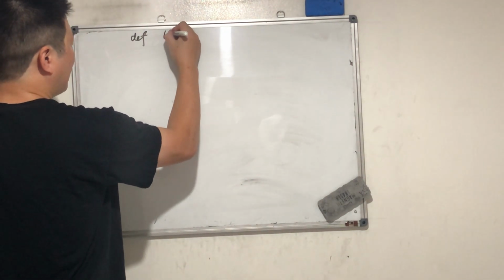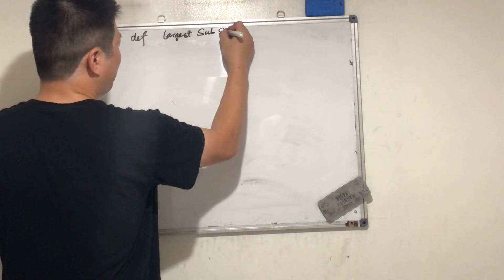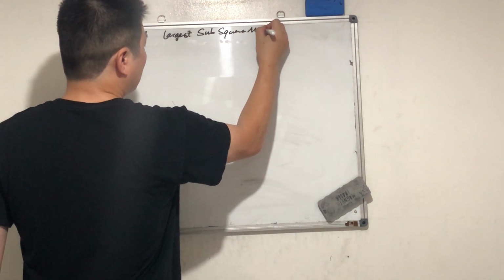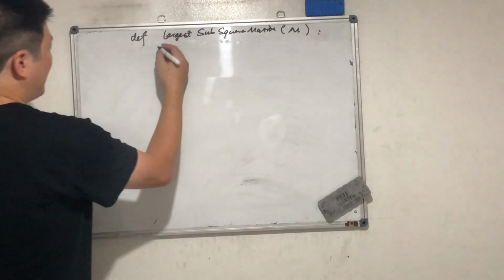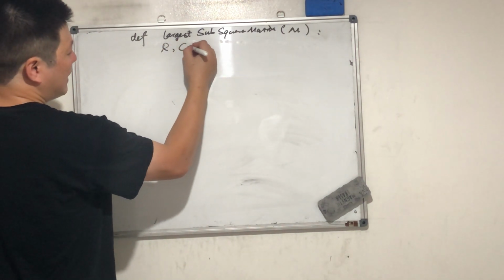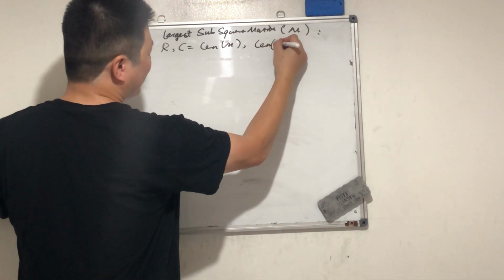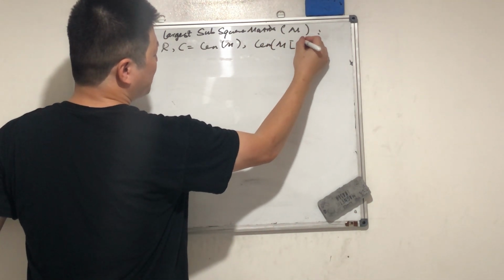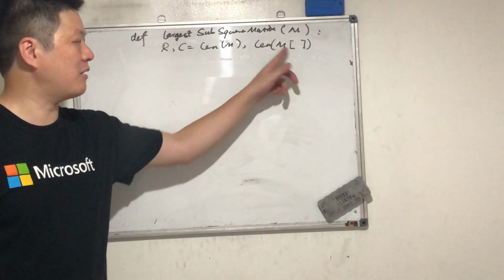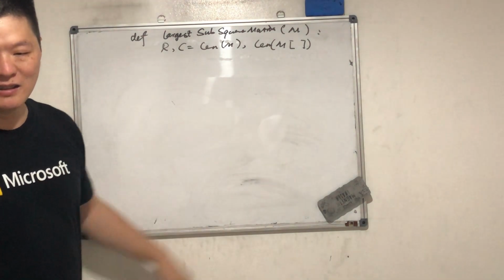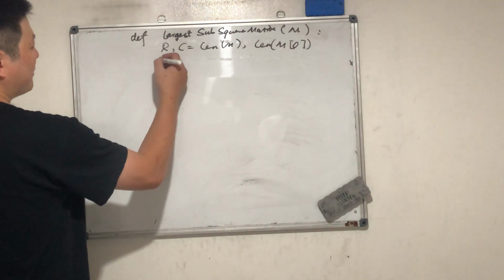Define largest square submatrix. Okay, M, and then let's say R, C equals length of M, and the column will be length of M what? M what? Come on. What's the columns of M? And length of M what? Put a number here. Put a number. 0. Yeah, well done.